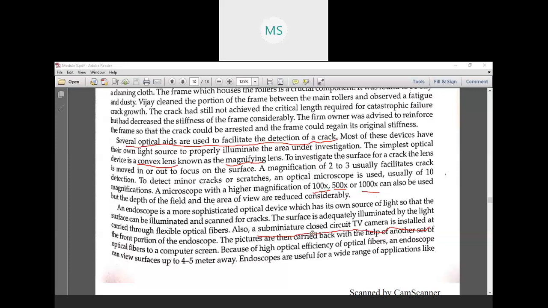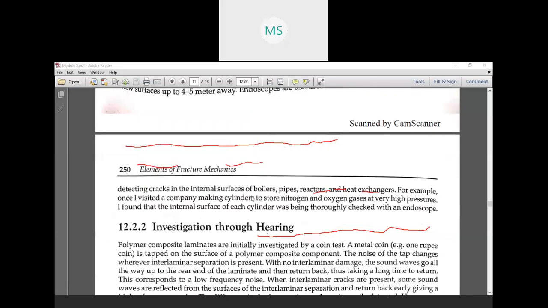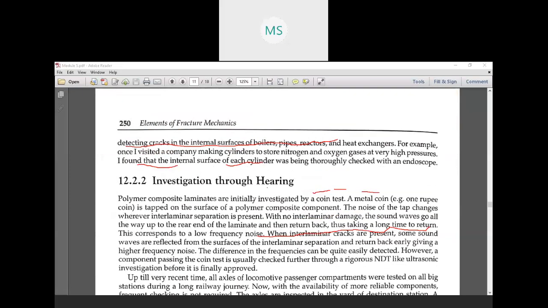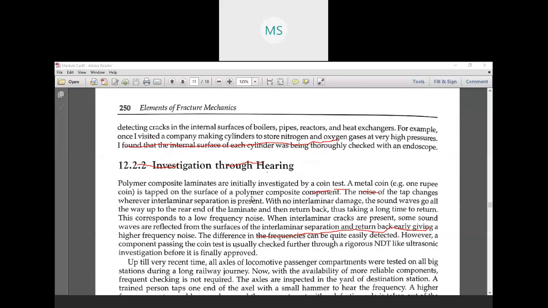Okay, the pictures are then carried back with the help of another set of optical fibers to a computer screen. You can see it on the computer screen, you can store it as well. So, because of high optical efficiency of optical fiber, an endoscope can view a surface up to 4 or 5 meters away. Okay, endoscopes are usually useful for a wide range of applications, like detecting cracks in the internal surface of boilers, pipes, reactors and heat exchangers, etc.